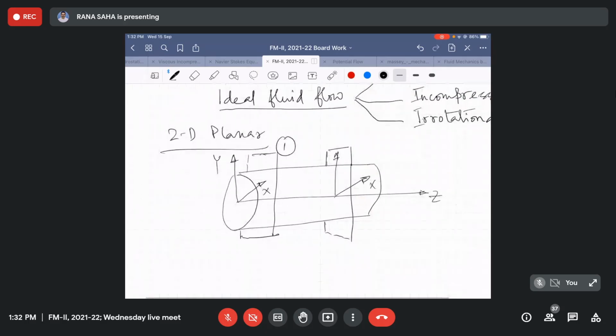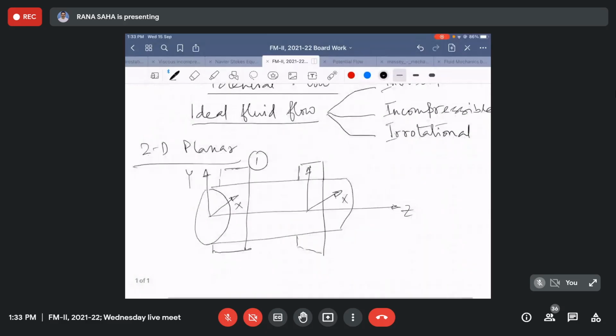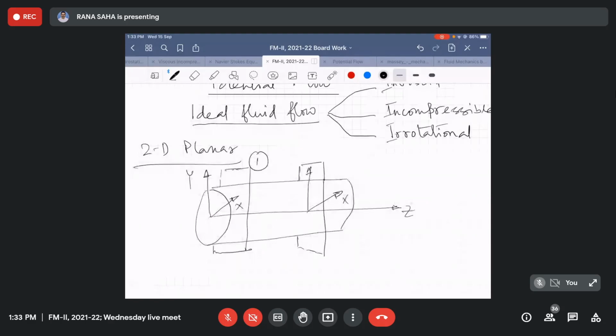It may so happen, as you are saying, that a fluid element may undergo translation, rotation, as well as deformation. All possible. Typically, by irrotational here I mean there is not going to be any kind of angular deformation possible.